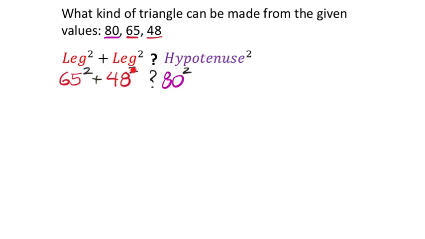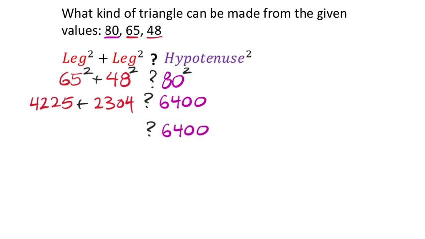65 squared plus 48 squared. We don't know how it compares to 80 squared, but I'm just going to go straight to my calculator. So 65 squared, my calculator gives me 4,225. 48 squared shows as 2,304. And then 80 squared should be 6,400, and it is. So I'm going to add these two numbers together and then compare that with 6,400.